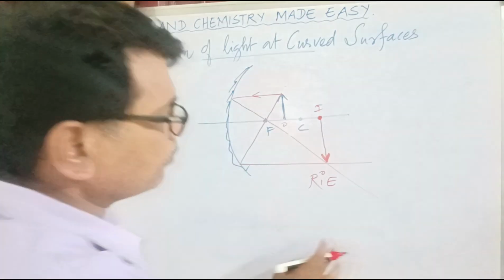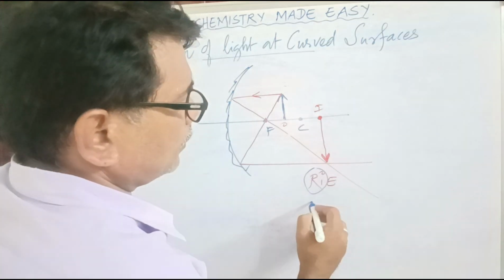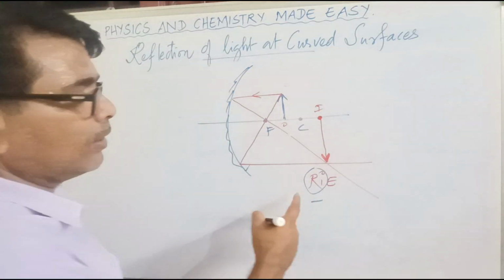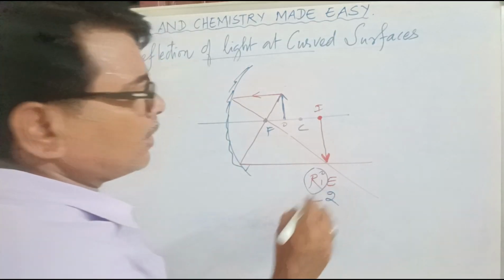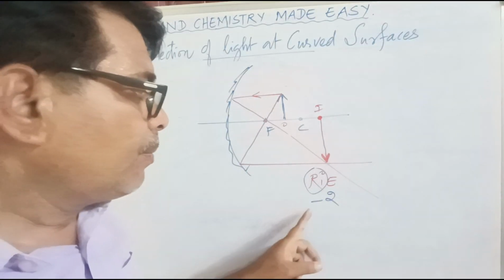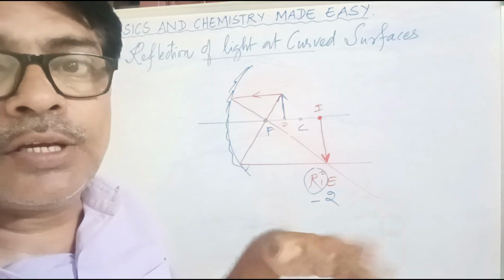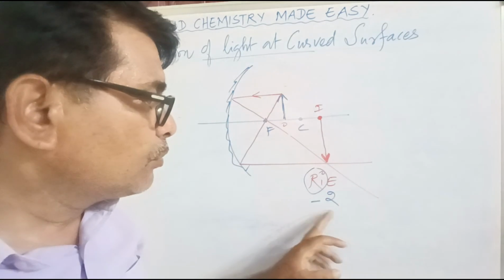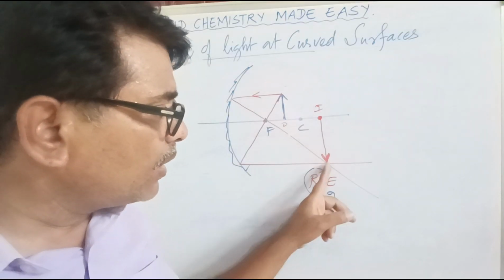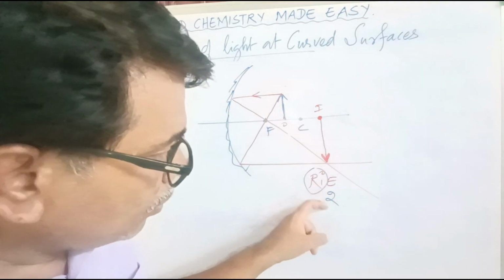Now how to represent inverted? Inverted, real are represented as minus. Enlarged means greater than 1. In the previous video I clearly showed you whether -1 is greater or -2 is greater. It is -2. It's not a number line, it is magnification. -2 indicates that the image is inverted and 2 times greater than the object.